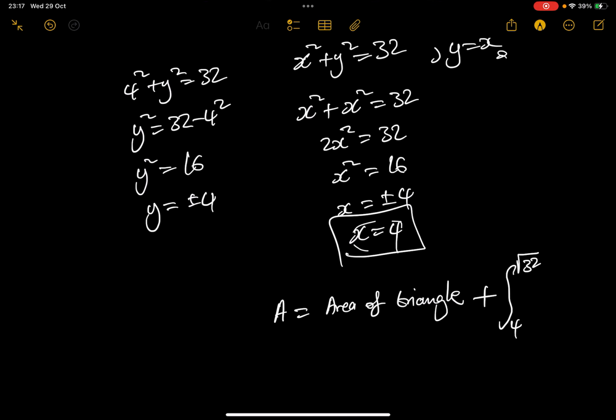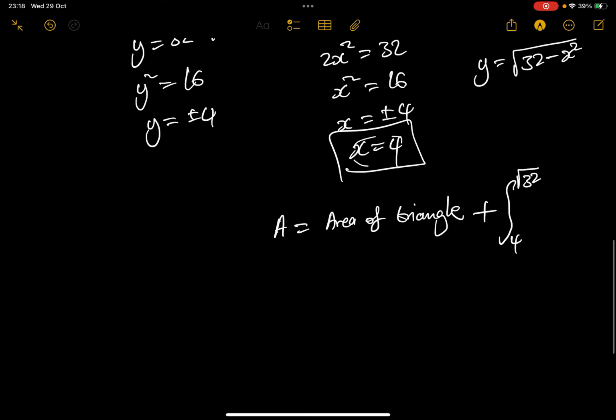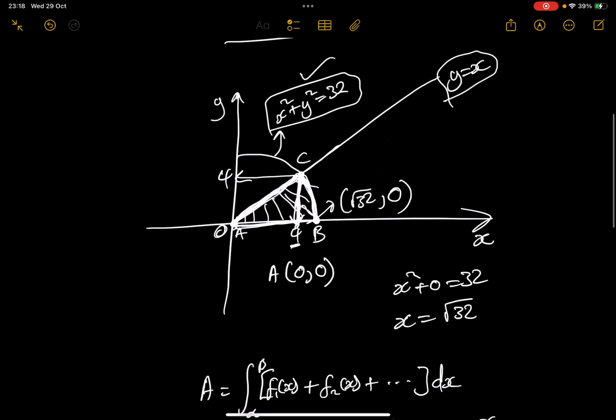So y equals root of 32 minus x squared, right? So here, the integral of root of 32 minus x squared dx. This is basically the area of this part of the graph.